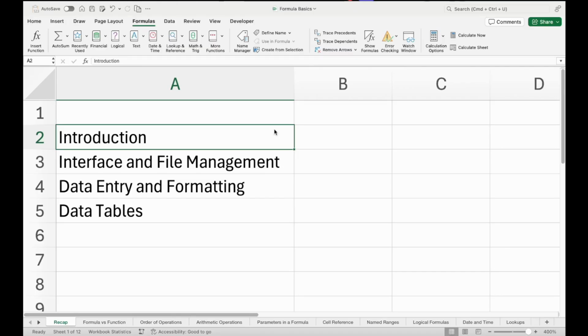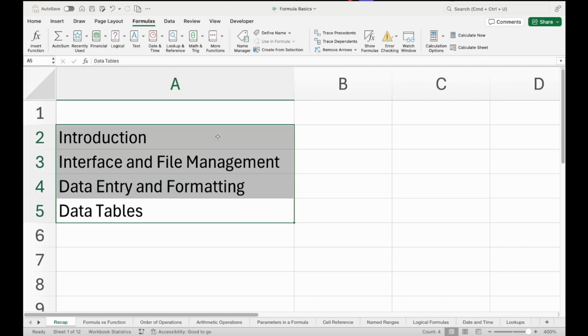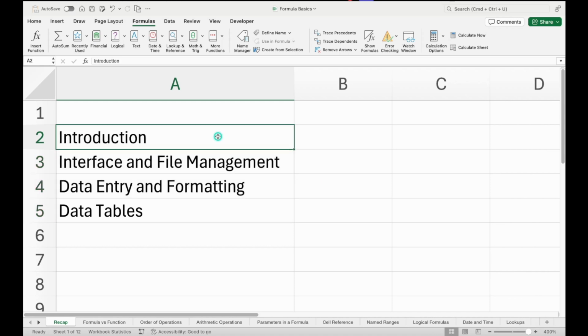We have achieved a milestone so far, and we have completed 4 chapters in Excel for data analytics. We started with the introduction to the application. We also looked at interface and file management, data entry and formatting, and data tables. With this, we now have an understanding of how the application looks and what are some of the common features that we can use within the application.